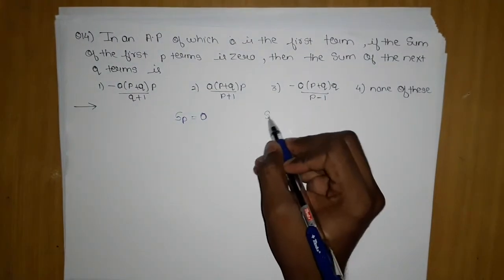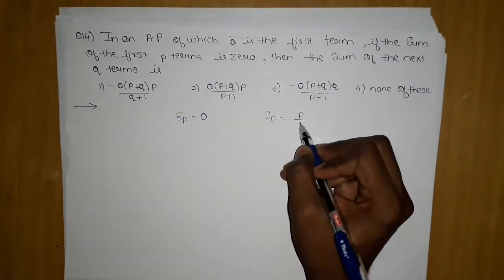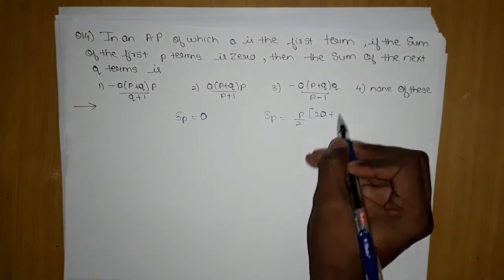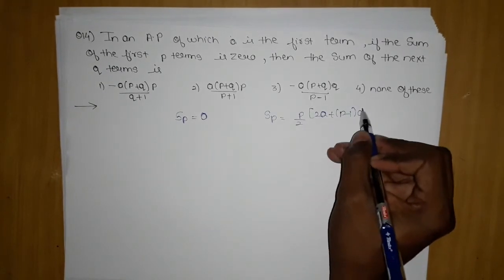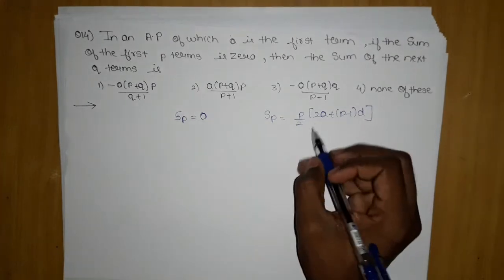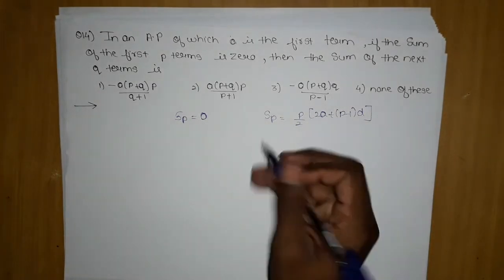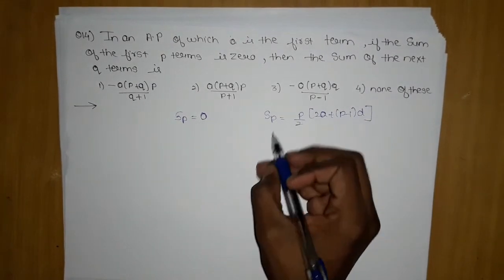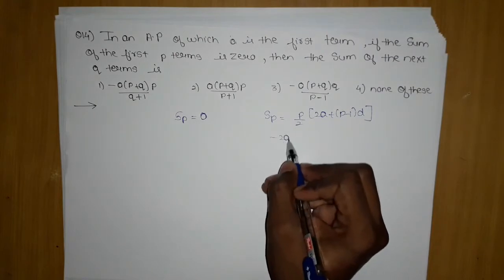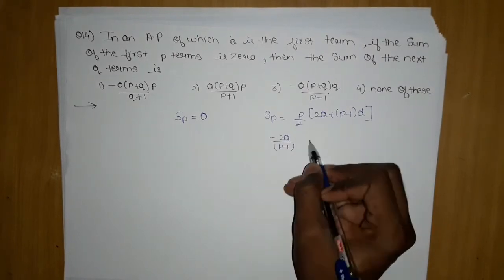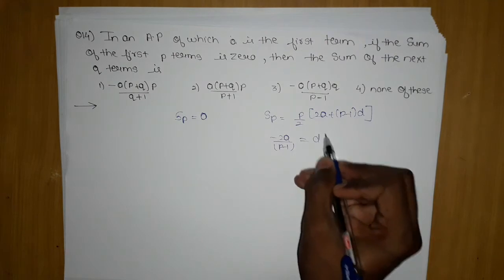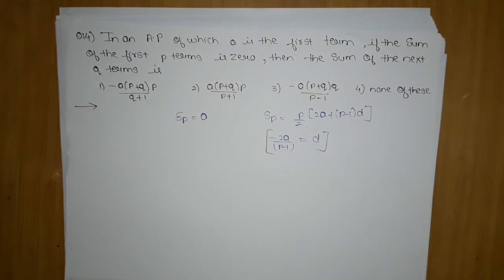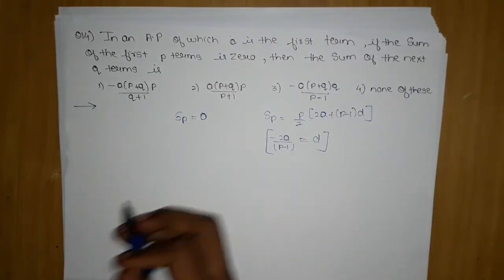If I try to elaborate, SP is nothing but P by 2 bracket 2A plus bracket P minus 1 into D. Simple. So from here it is equal to 0, so this will become 0, giving me a final answer: minus 2A upon P minus 1 should be equal to D. So we got the D value from here. D will be the same no matter how many terms we move ahead.